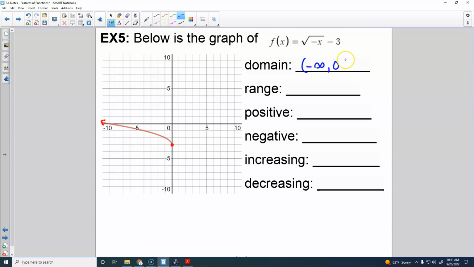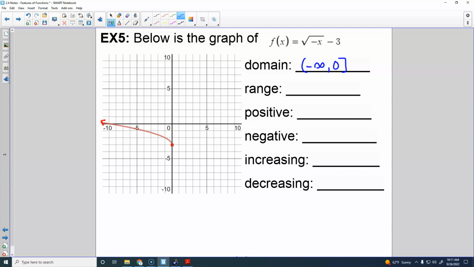Should I use a parentheses or a bracket here? Bracket. I include that point because we know square root functions are going to end at that point, and that point will be included. Okay. Questions on domain?